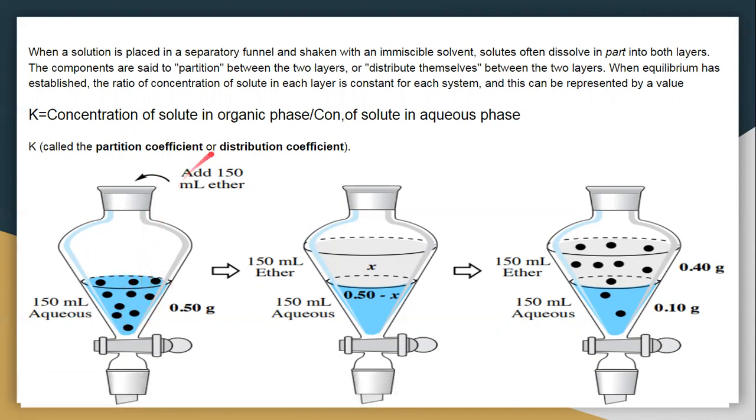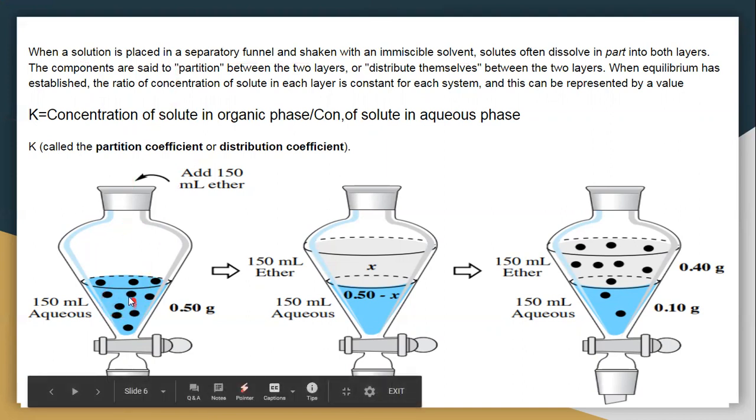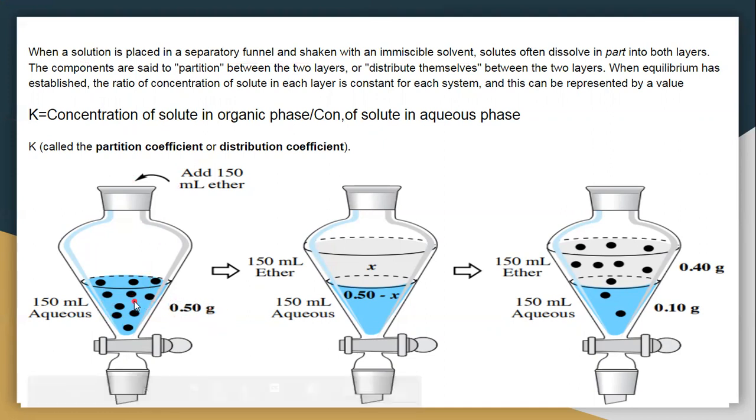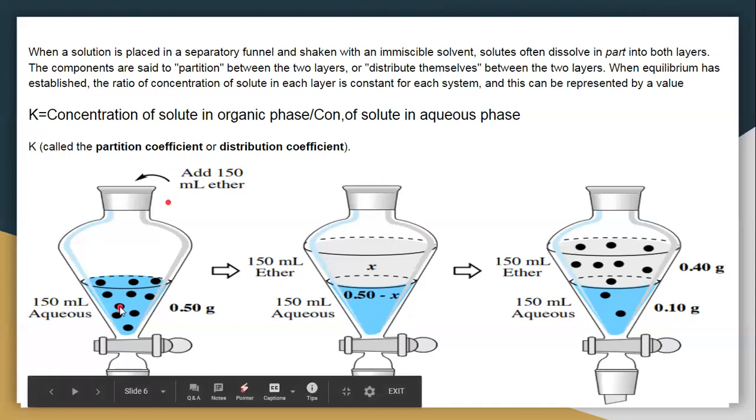In that separating funnel, first the funnel is shaken with an immiscible solvent. First a solution is placed in it. First we have taken water, and to that we have added 0.5 grams of solute, and then we get a solution. That solution is known as aqueous solution. To this aqueous solution we are adding an equal volume of ether. Here you should note one thing: the volumes of both immiscible solvents should be equal.